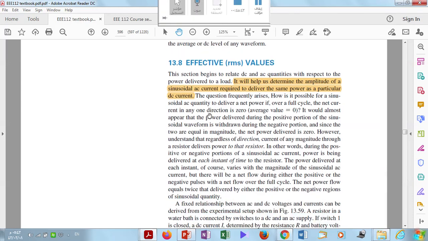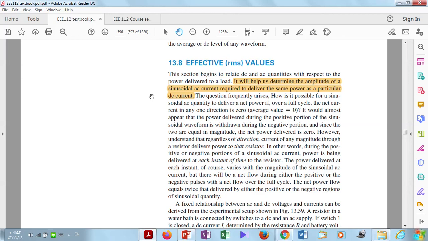Last section, we will talk about effective RMS value. RMS value, which is root mean square value. This is a very important terminology in electrical. We will use RMS everywhere, in all the courses. Even when you measure the value in your lab or your home and find the voltage, for example 110, this means RMS value, not peak value.